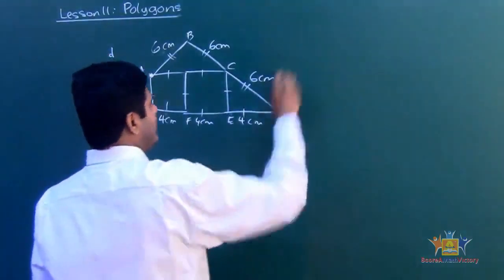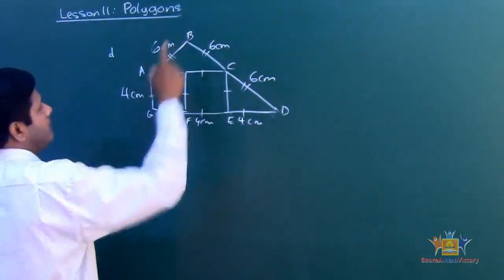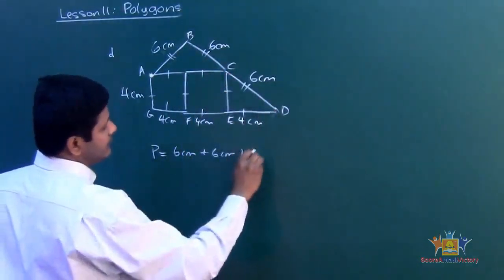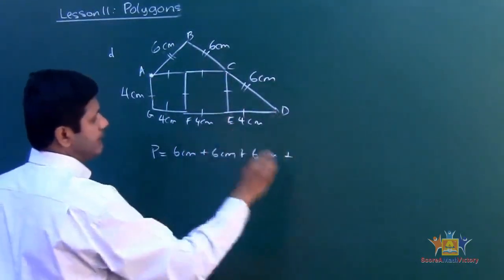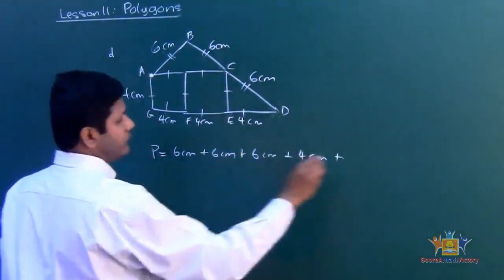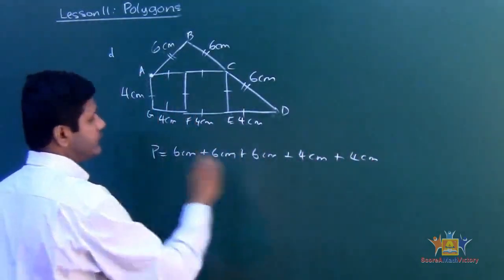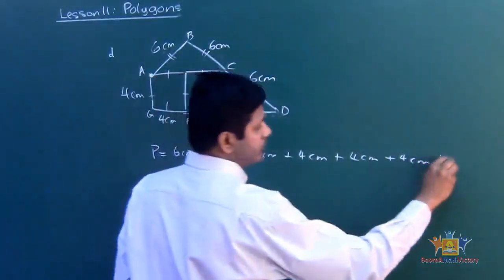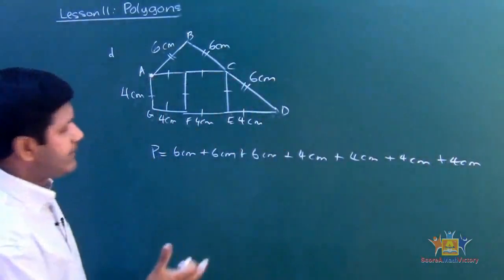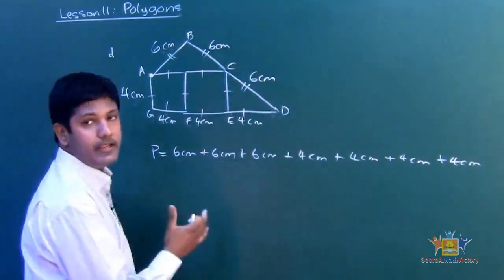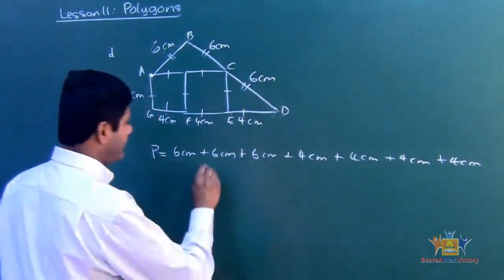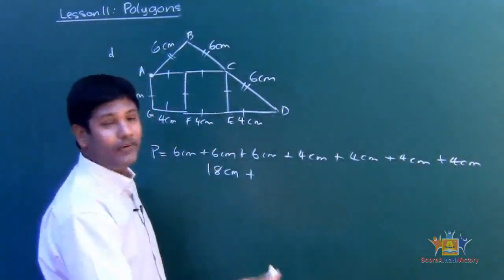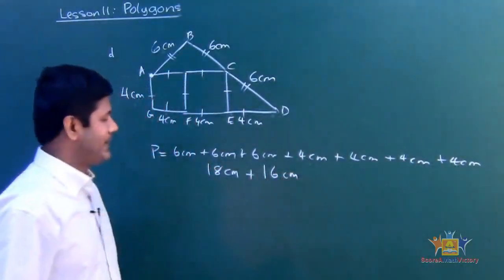Perimeter P equals AB is 6 centimeters, plus BC 6 centimeters, CD another 6 centimeters. Then DE is 4 centimeters, EF is 4 centimeters, FG is 4 centimeters, and then back where we started another 4 centimeters. Rather than trying to add them, how about we find how many 6s there are? 1, 2, 3. 6 times 3 is 18 centimeters. And how many 4s are there? 1, 2, 3, 4. 4 times 4 is 16 centimeters. Now a lot easier, isn't it?